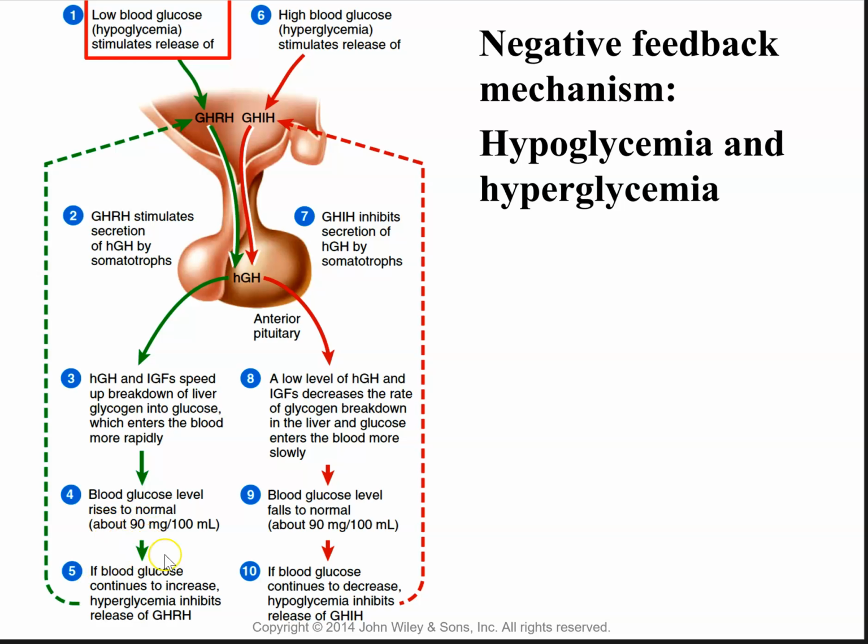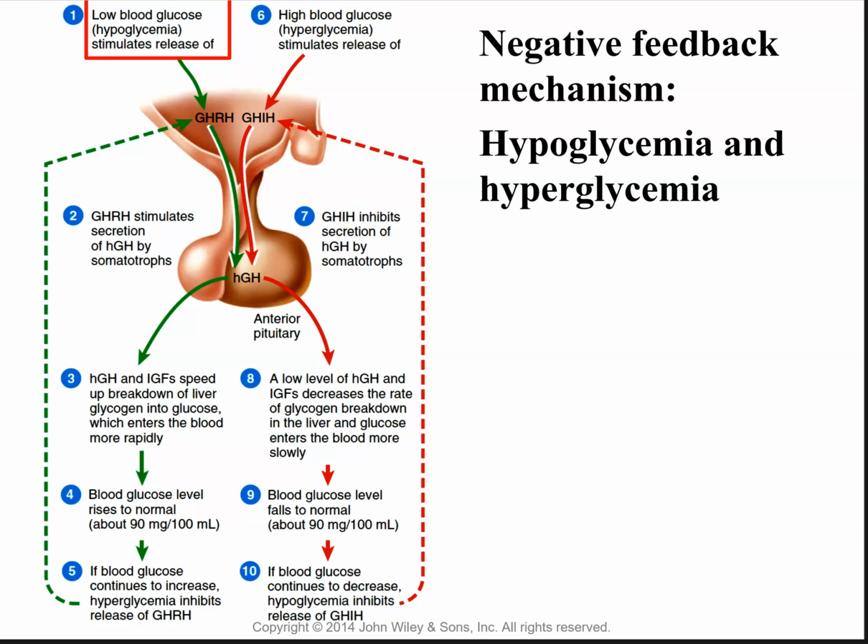Now, when there's too much blood glucose in the bloodstream, it causes hyperglycemia, means too much blood glucose. Hyper means above, glycemia is glucose. So when there's too much sugar in the blood, the values are basically sensed by the hypothalamus. And again, when you have hyperglycemia, it stimulates the release of growth hormone inhibiting hormone.